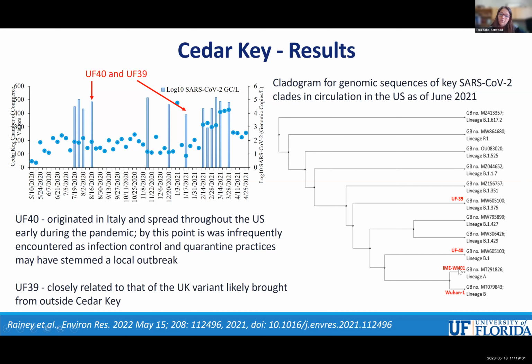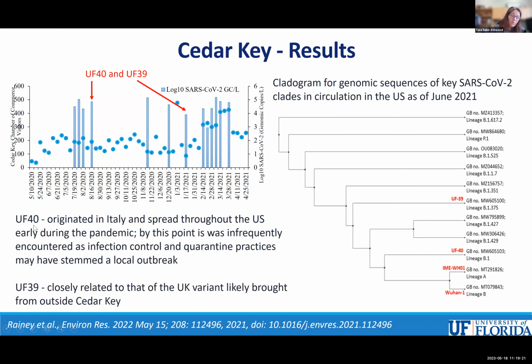We were able to identify 2 variants, and I'm pointing out on this graph in time where they were. One we found in August, and the other we found later in January. And they were interesting because they were different. They were definitely distinct from the Wuhan reference strain.